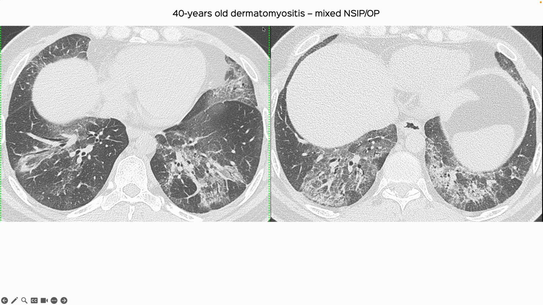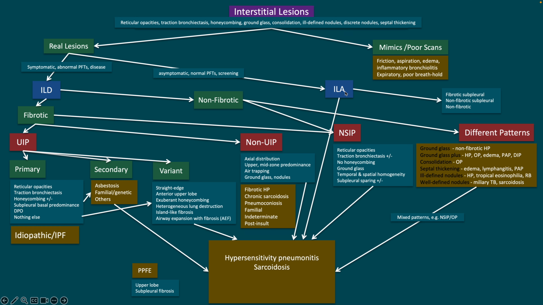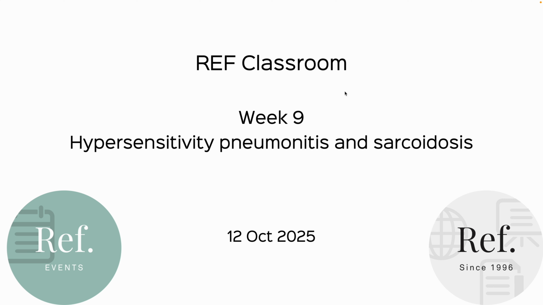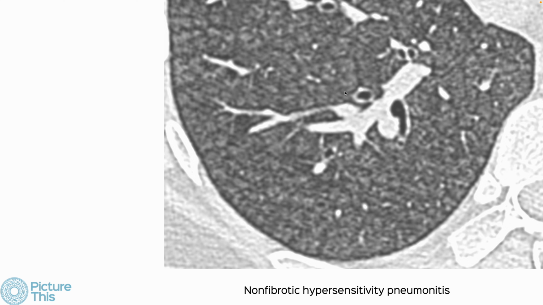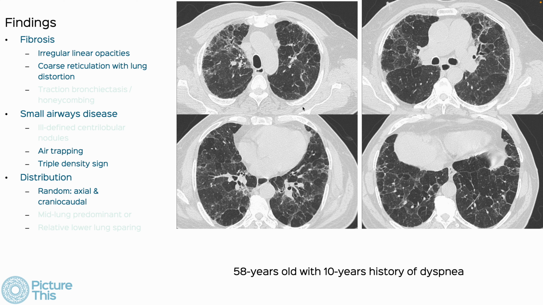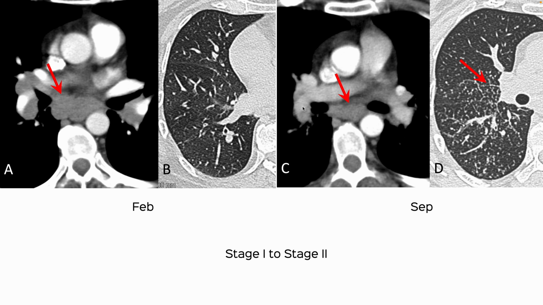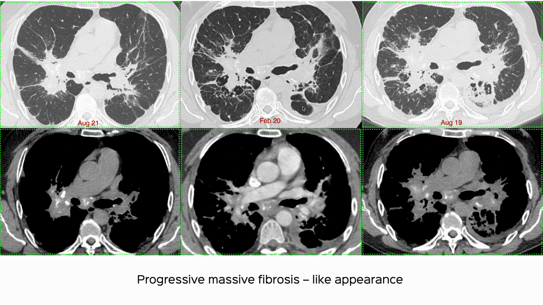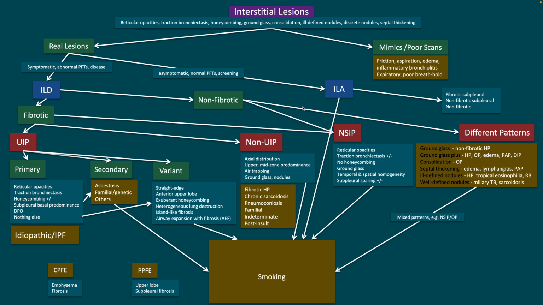Example, this patient with DM who has a mixed NSIP OP pattern. Similarly, HP and sarcoid have different manifestations, and we will in week 9 look at them separately. So we look at non-fibrotic HP, fibrotic HP. We will look at different types of sarcoid, including the PMF pattern, etc.